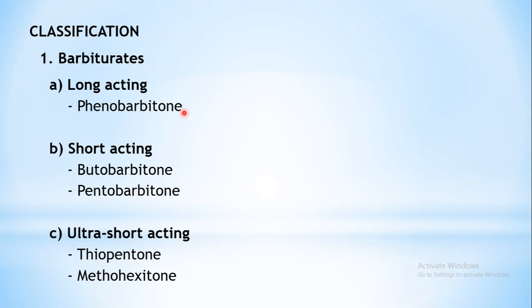Now coming to the classification of sedative hypnotics, the first class under this chapter is barbiturates. These barbiturates are sub-classified depending upon the duration of action, whether the drug is long-acting, short-acting or ultra-short-acting. Long-acting drugs include phenobarbital. Short-acting drugs include butobarbitone and pentobarbital, and the ultra-short-acting drugs include thiopentone and methohexitone.